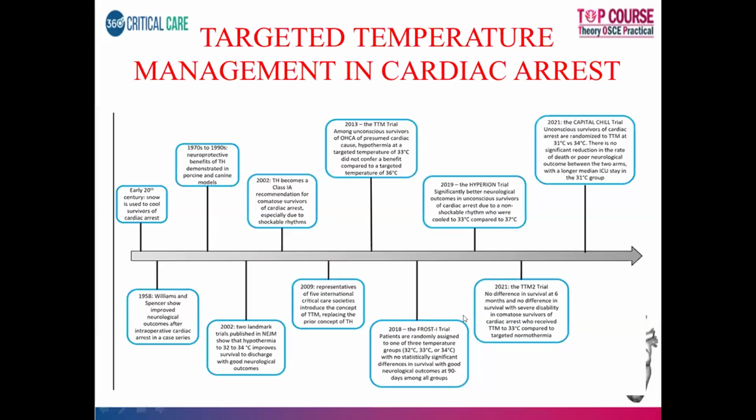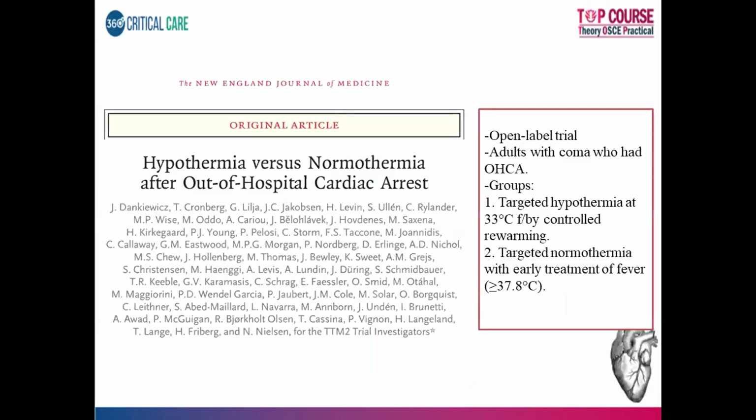So in 2021, we had this TTM2 trial, which showed that there is no difference in survival at 6 months and also no difference in survival with severe disability in comatose patients who received TTM to 33 compared to targeted normothermia, that is 37. Okay. Post which you have one more trial, the CAPITAL CHILL trial, which also showed the same thing, that there is no benefit with 31 versus 34. Okay. So this is basically the TTM2 trial. They might ask it in your exams.